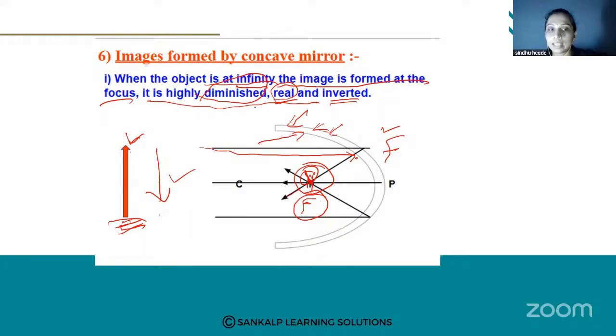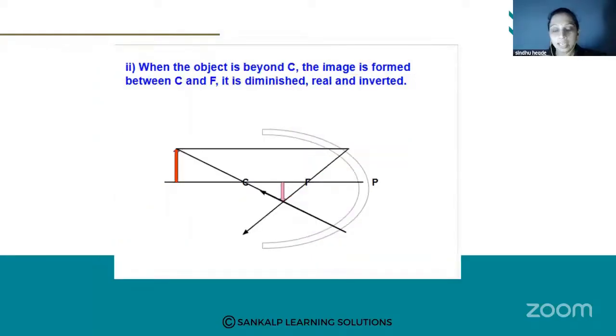It looks like highly diminished, real, and inverted images formed here. And this is the one condition. This is one example when the object is at infinity. Okay. Next, second one, here this time the object is placed beyond C.